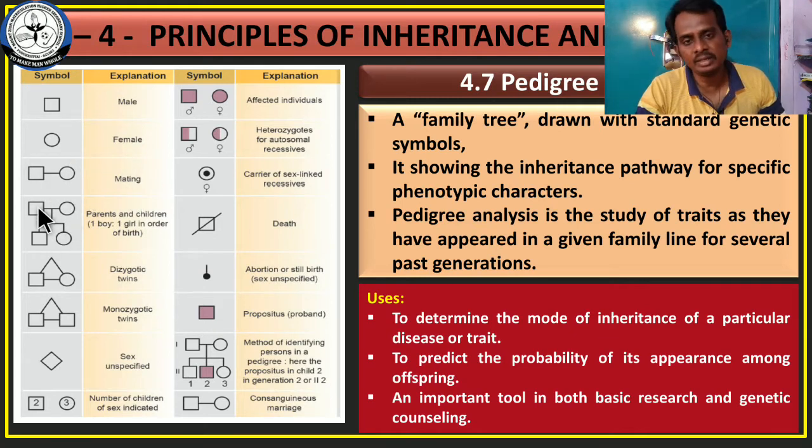This is a symbol that indicates the F1 generation. Here these two are parents. One is a male child, another one is a female child. This symbol indicates the parents as well as the F1 generation.